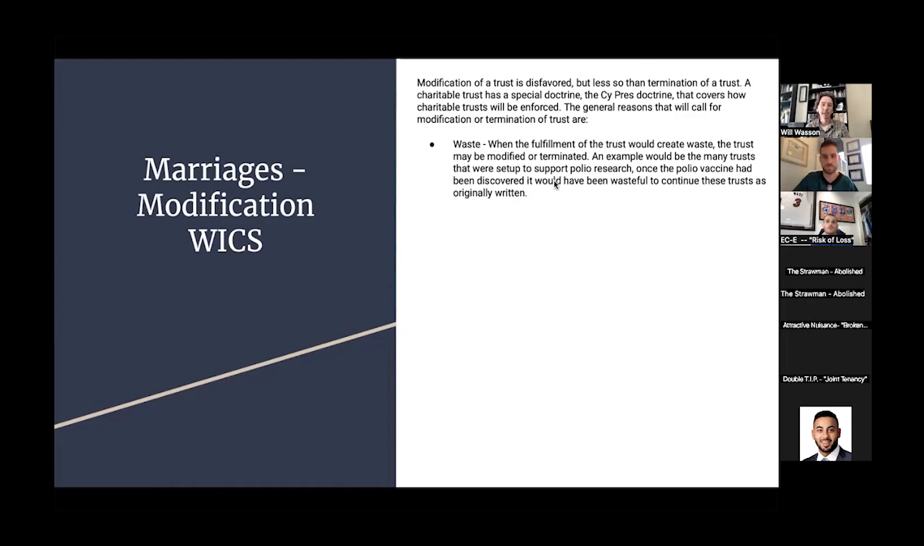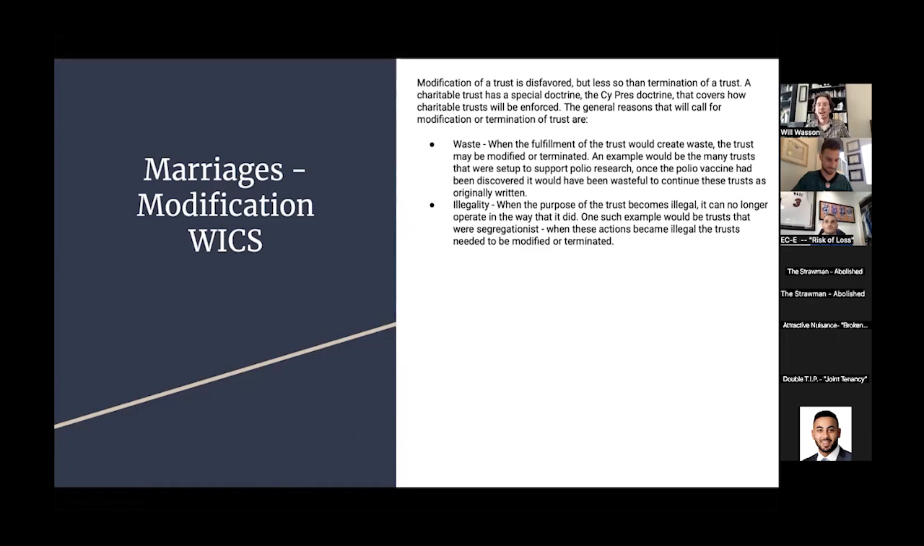Back when polio was a really big deal, a whole bunch of trusts were created to support polio vaccine research. After the vaccine was discovered, all those trusts were suddenly just throwing money into a fire because they already had the vaccine, right? So they had to change the way they thought about these trusts and change where they went. Very important. That's one of the reasons you can modify it.